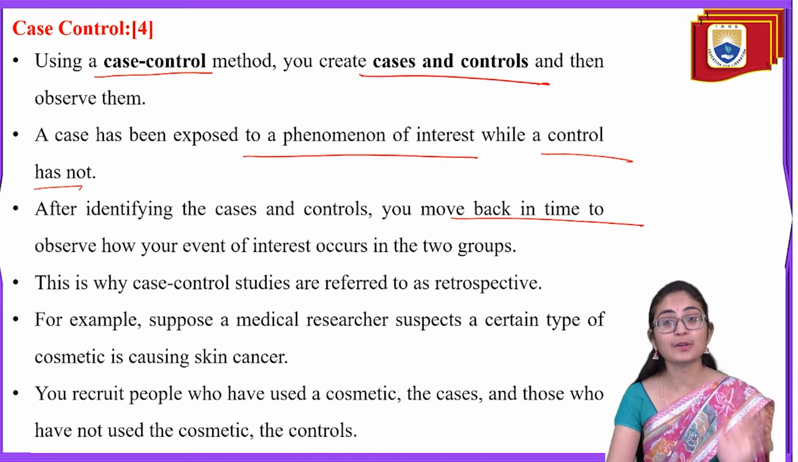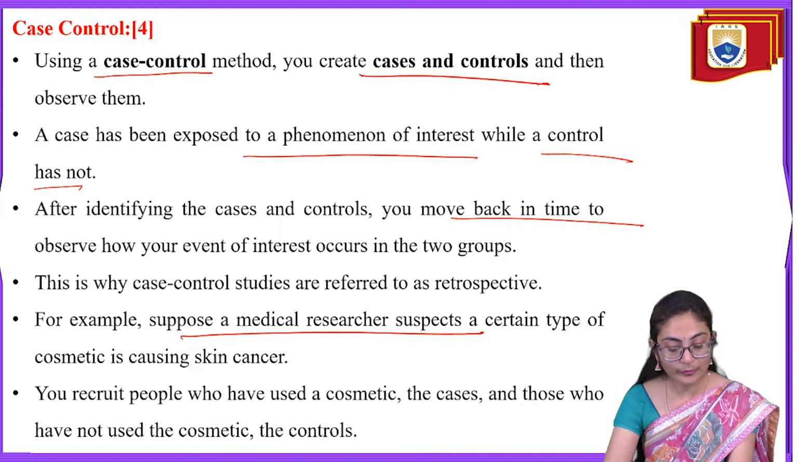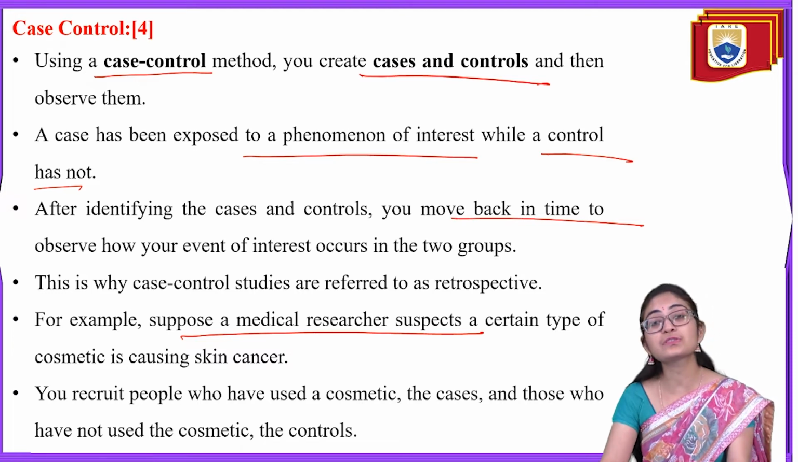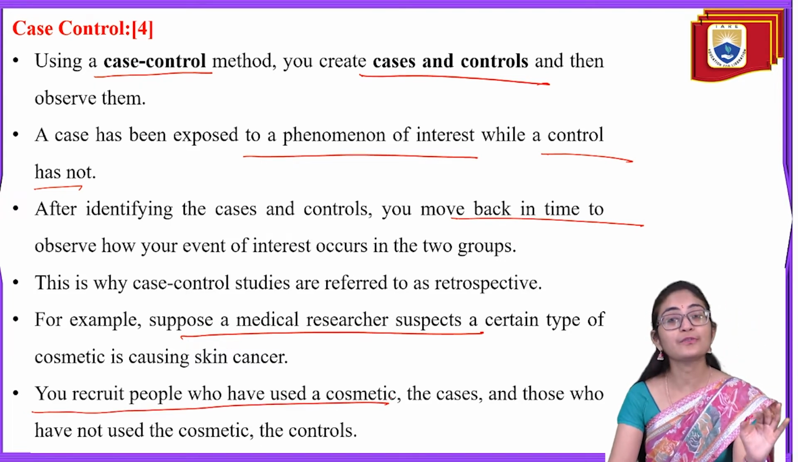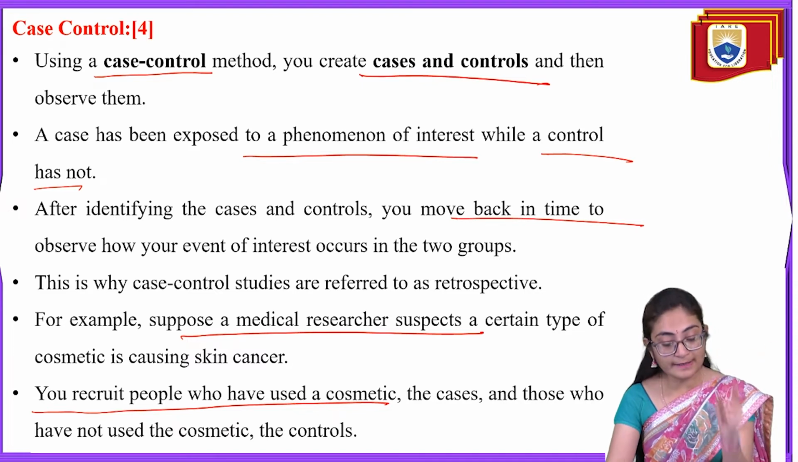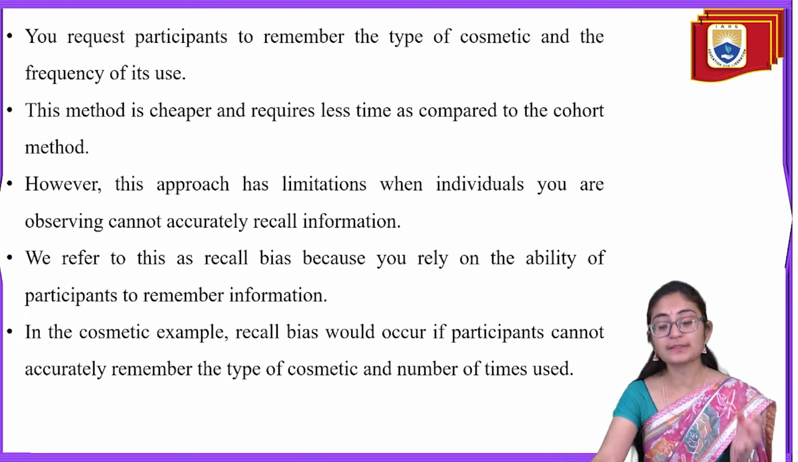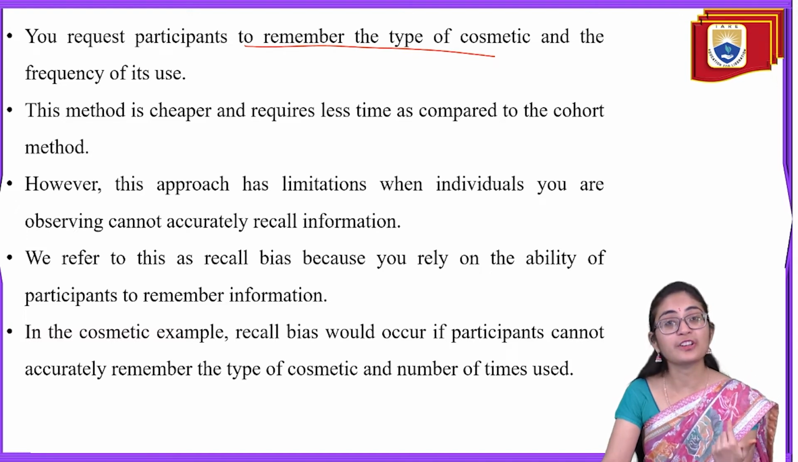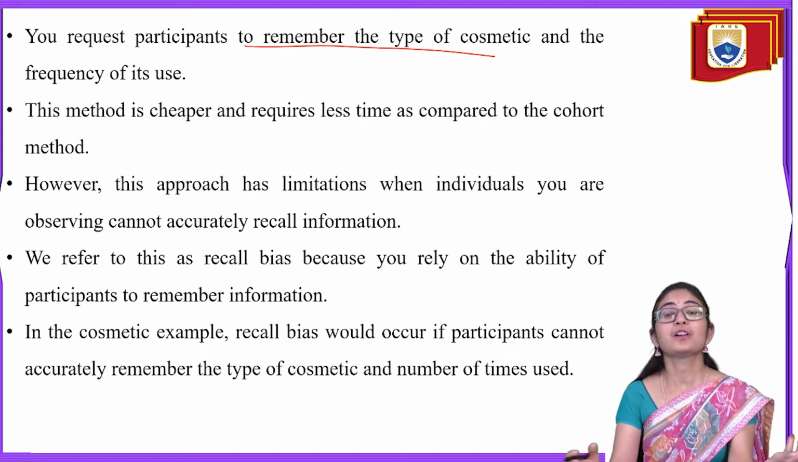Let's take one example. Suppose a medical researcher suspects a certain type of cosmetic is causing skin cancer. You recruit people who have used the cosmetic, that means those are the cases, and those who have not used the cosmetic are the controls. You request participants to remember the type of cosmetic and the frequency of its use, how much they have used, and which type of cosmetic they have used. We request this from participants, and on that basis we can observe what is happening.